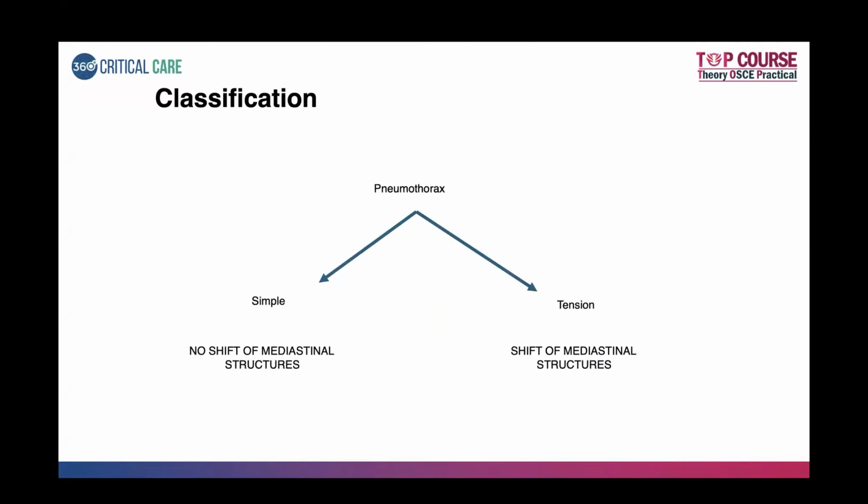So pneumothorax can be classified either as a simple pneumothorax or a tension pneumothorax. The difference between them is the shift of mediastinal structures. In simple, there is no shift of mediastinal structures, whereas in tension, there is shift of mediastinal structures.